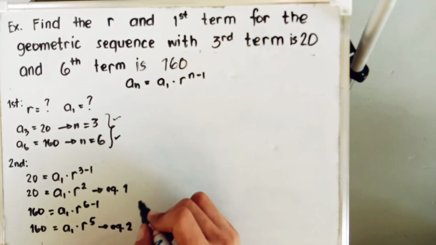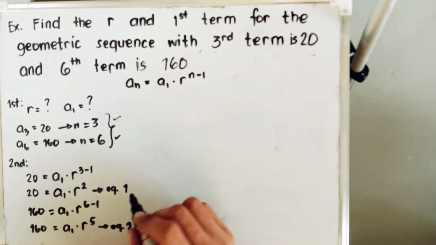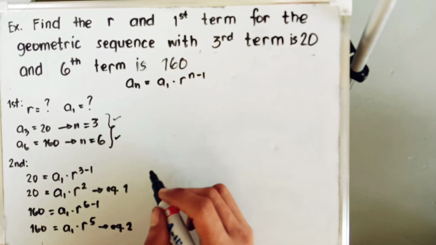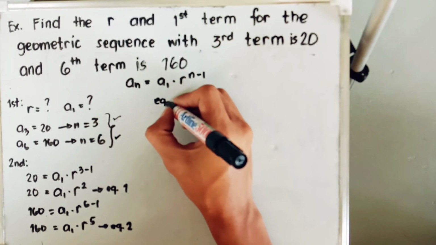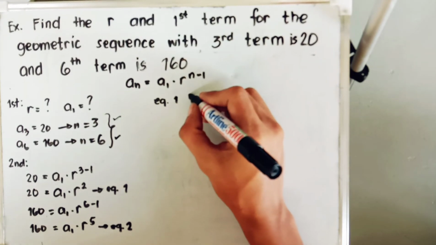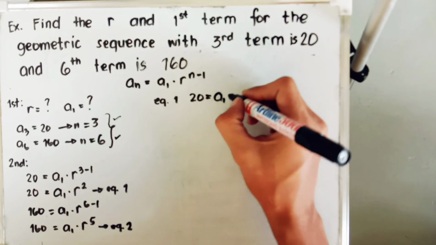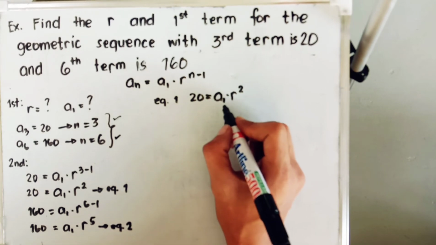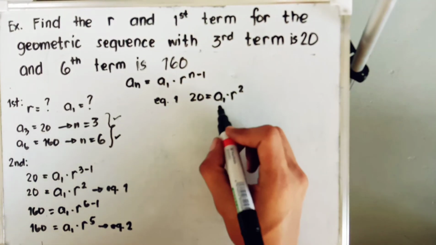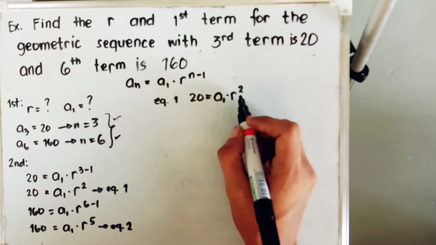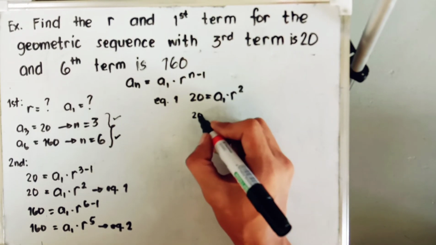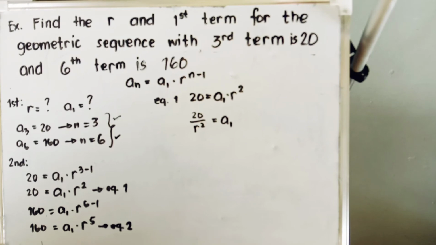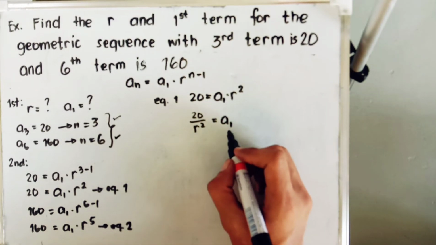So after finding two equations, we will now have to proceed to isolating your first term in order for us to find the common ratio. Let's use equation 1. So we have 20 is equal to a sub 1 times r to the power of 2. So let's isolate the first term. In isolating the first term, we have to divide both sides by r to the power of 2. And that becomes 20 over r to the power of 2 is equal to your a sub 1. So we find already your first term.